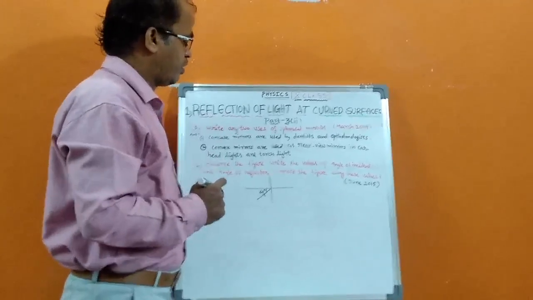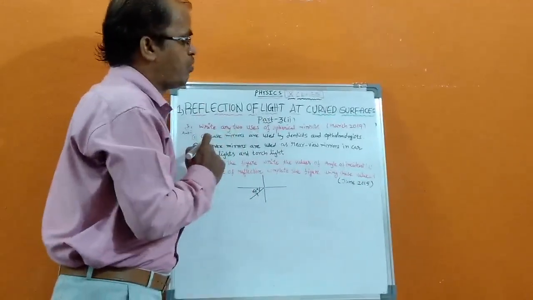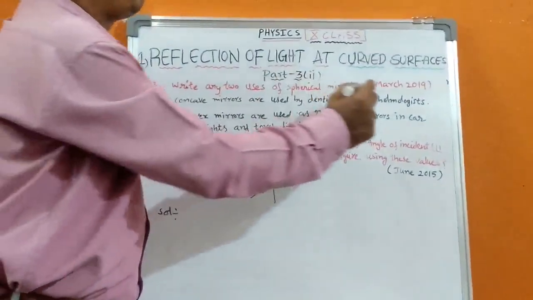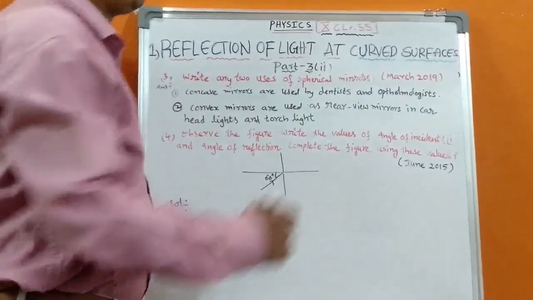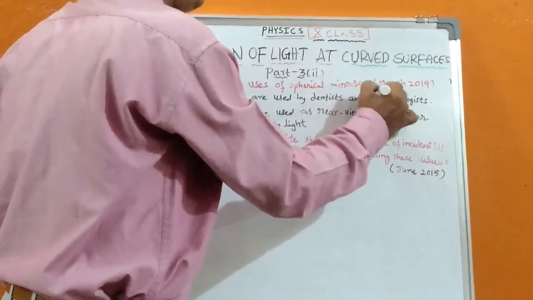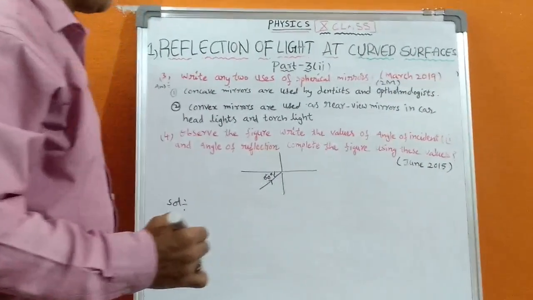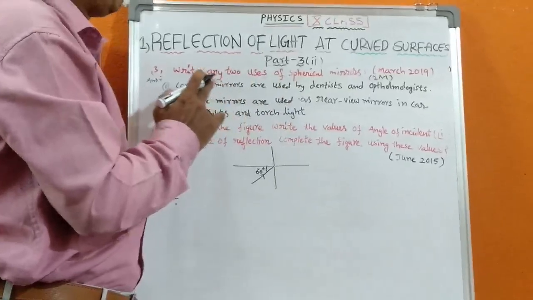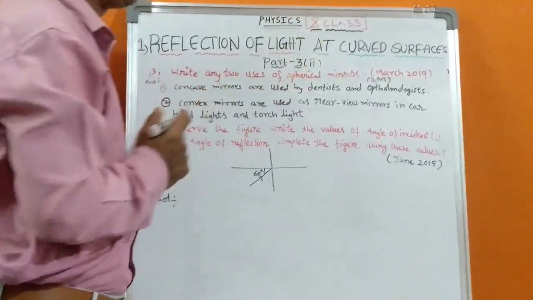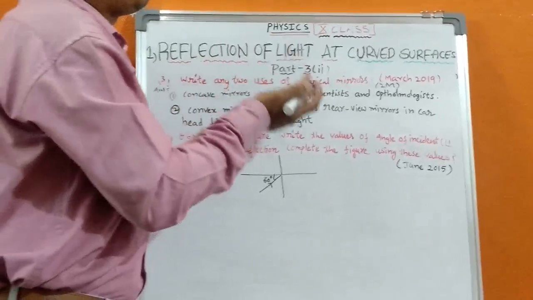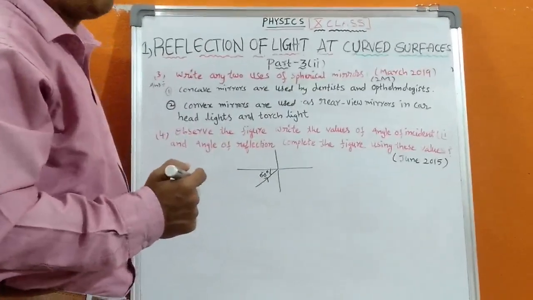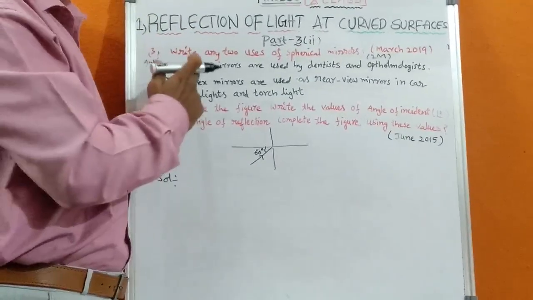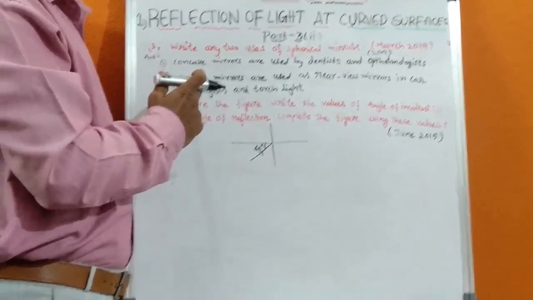Third question. Write any two uses of spherical mirrors. This question was asked in March 2019 for 2 marks. Actually, we get this question in another way also: write any two uses of concave mirror, or write any two uses of convex mirror. So here I am taking just 2 examples, one for concave, another for convex.